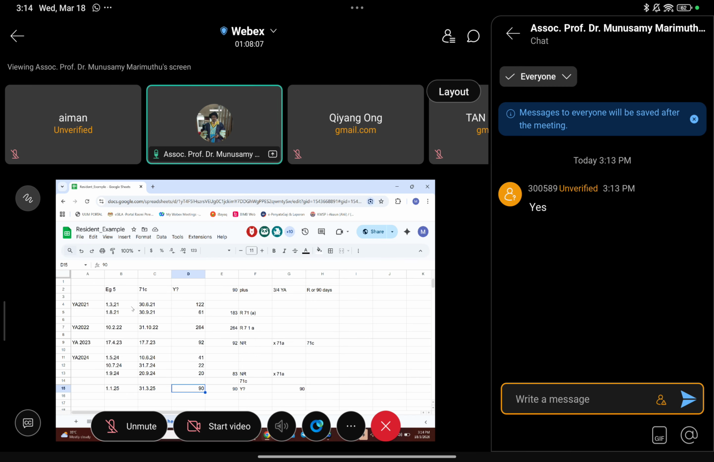Here is only one period. It can also happen in 2 periods. If you add these two, you get 90 above. Then 3 out of 4. So we have first year, second year, third year, fourth year. 3 out of 4, we need 90 days or resident.